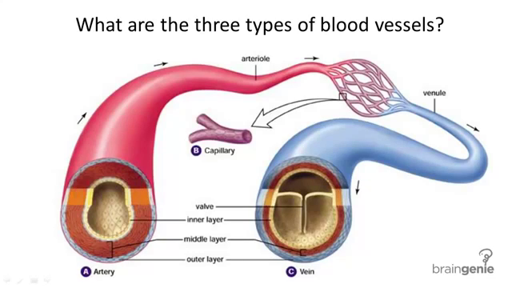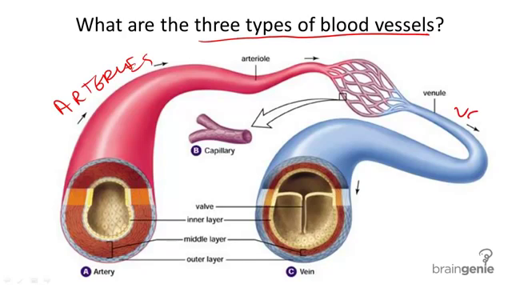Our goal for this lesson is to learn the structure and function of the three major types of blood vessels in the body. They're part of the circulatory system. They are arteries, veins, and capillaries.